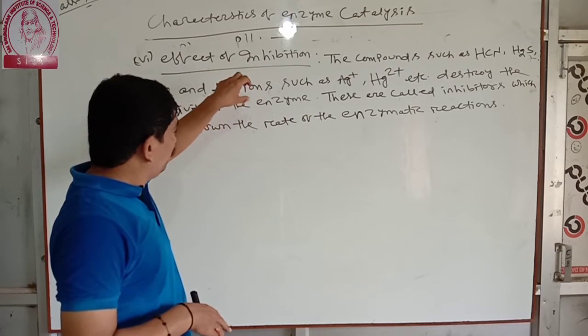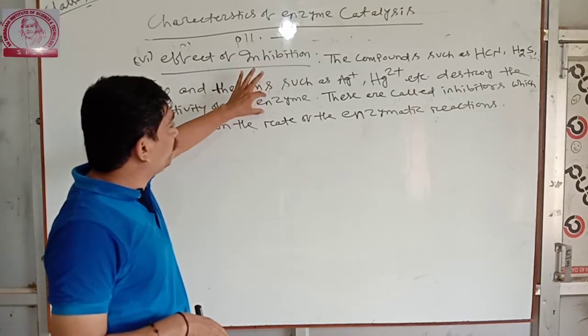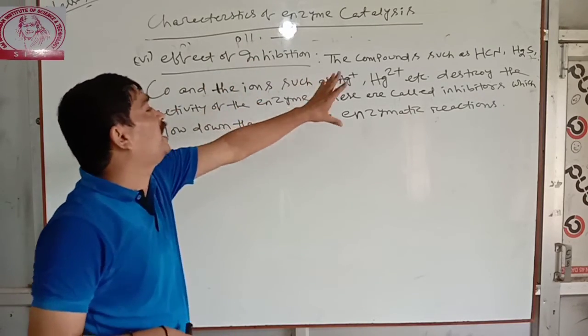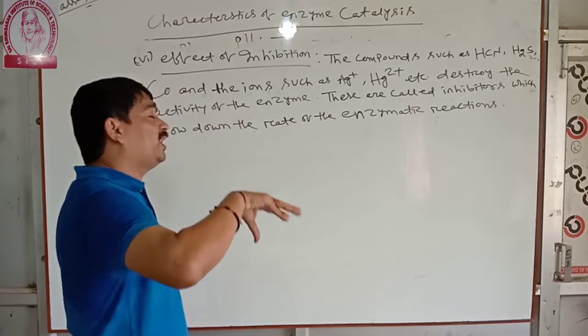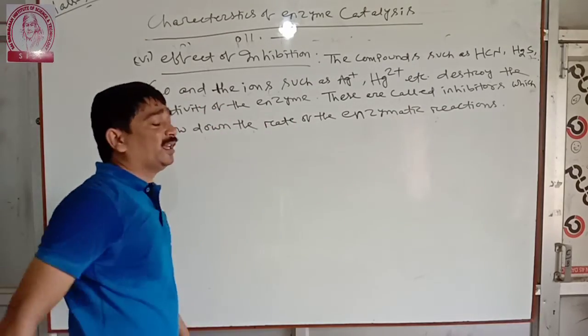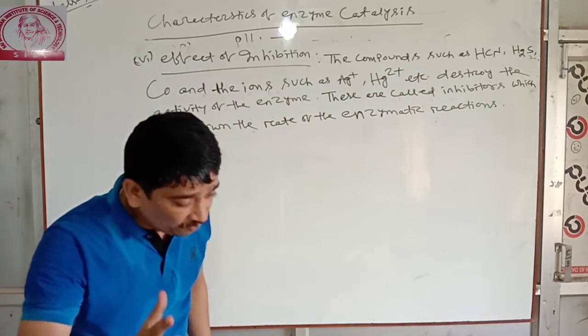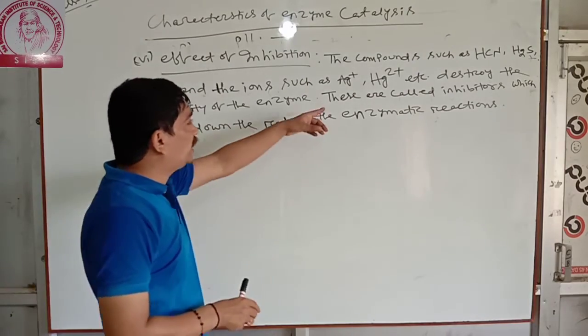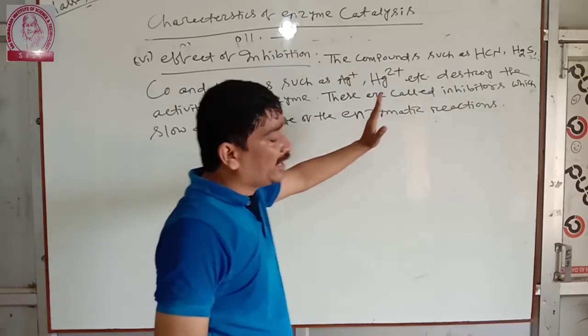So this is called catalytic enzyme poison. They destroy the activity of the enzyme, so these are called inhibitors. What is an inhibitor? An inhibitor is a substance which slows down the rate of the enzymatic reaction.